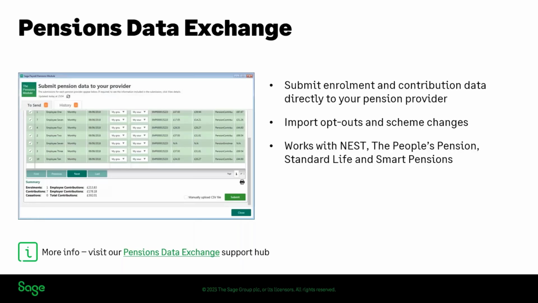So one option is to set up and use pensions data exchange. You can think of this as RTI, but for pension providers. It submits enrolment and contribution data directly to your provider. Also, for some providers, gives you access to import the opt-outs and scheme changes. And it's currently compatible with Nest, the People's Pension, Standard Life, and there's an early adopter scheme for smart pensions.